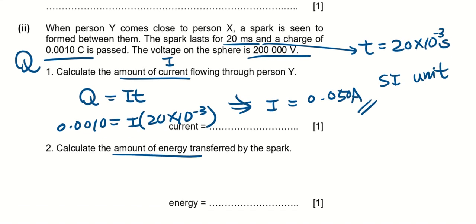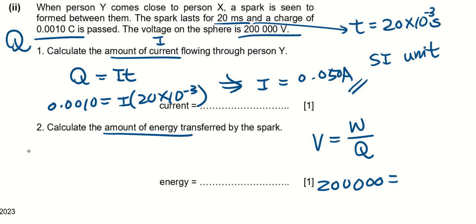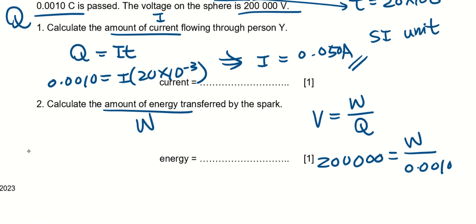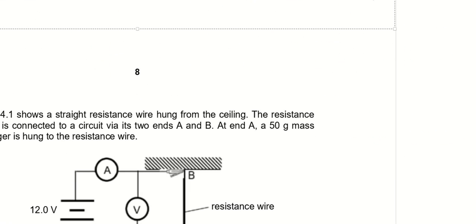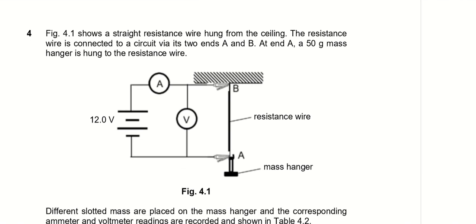Calculate the amount of energy. So energy we learn from the V equals W over Q formula. Now we have V, 200,000 volts. Make sure you key in your zeros correctly. They want amount of energy, which is W. So they need our Q. Q is actually 0.0010. So in the end, your W will be 200 joules. Alright, simple. Okay, so that's why it's 1 mark, 1 mark. Okay, next. Okay, figure 4.1 shows a straight resistance wire hung from the ceiling.